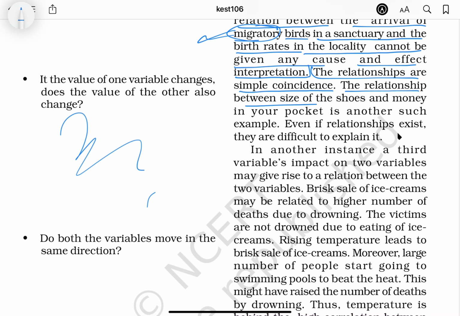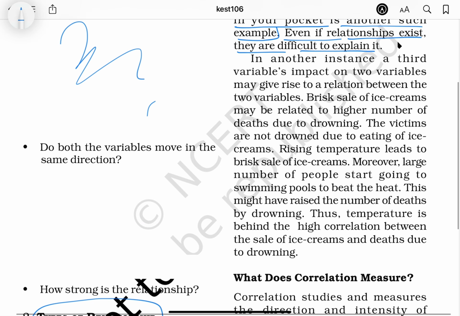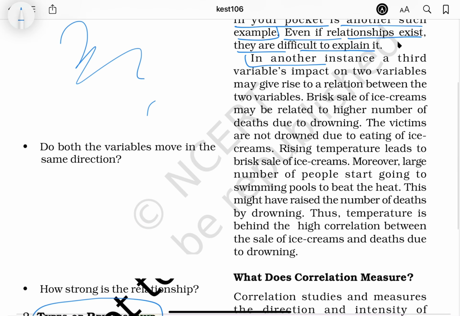The relationship between size of the shoes and money in your pocket is another such example. Even if relationships exist, they are difficult to explain. In another instance, a third variable's impact on two variables may give rise to a relationship between the two variables.